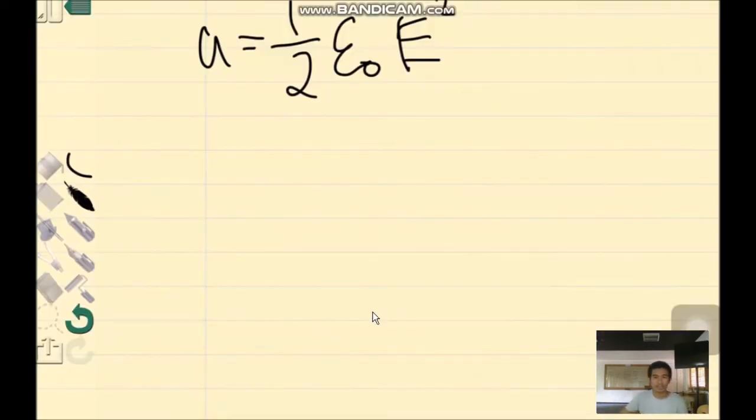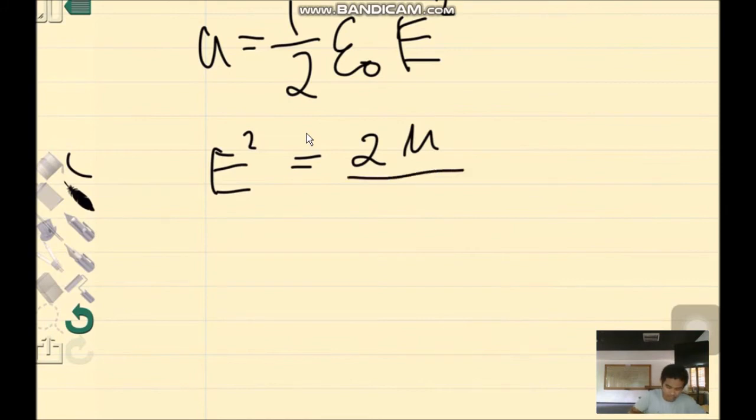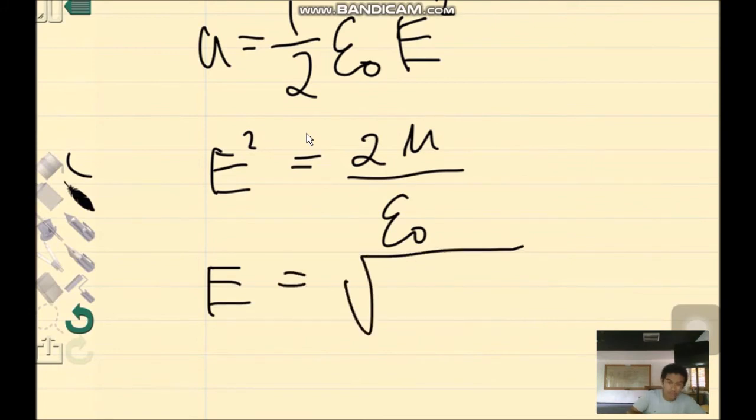We know that the energy density, or the electric field energy density, is expressed in terms of one half the permittivity of free space times the square of the electric field. So we can derive the equation of the electric field. Then the energy density is equal to one half epsilon naught times the electric field squared. That's 2 times the energy density U over the permittivity of free space, or the electric field equals the square root of 2 times the energy density over the permittivity of free space.